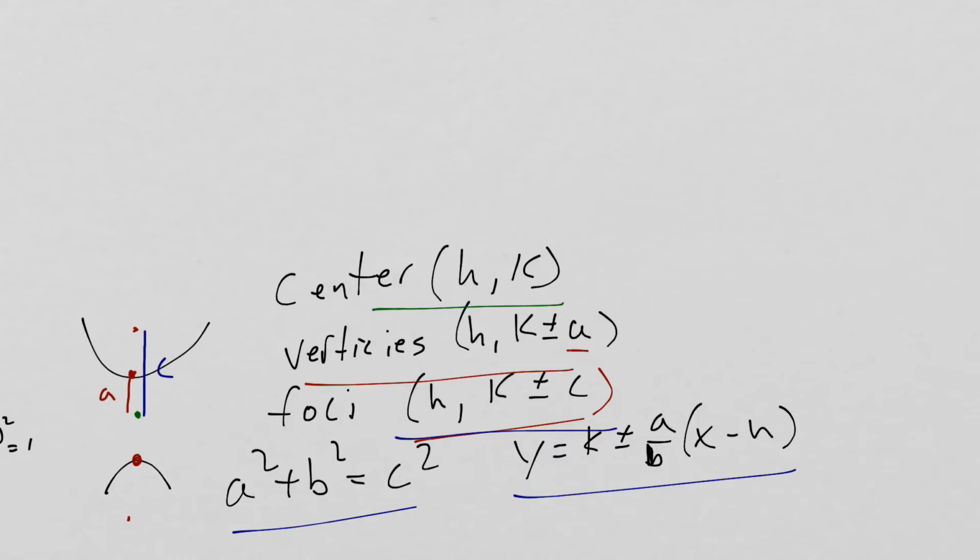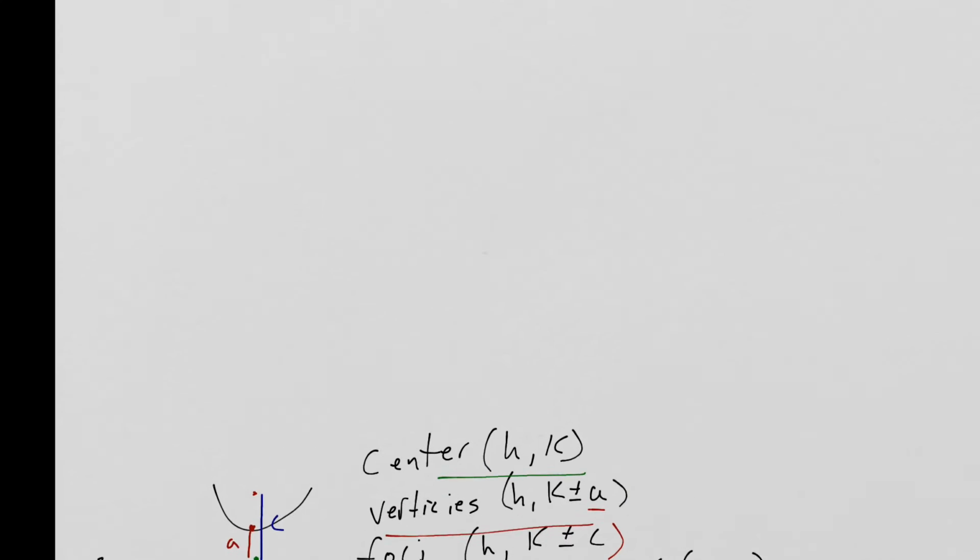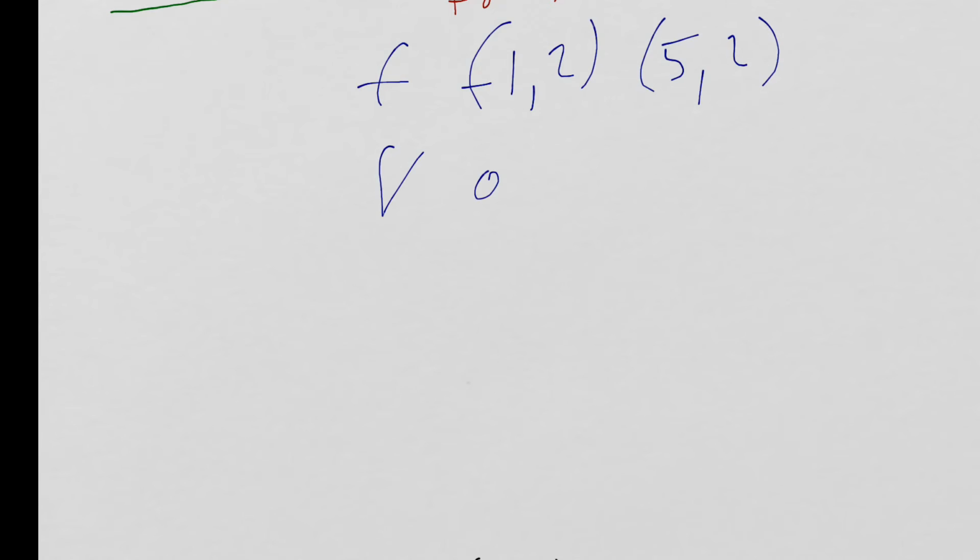All right. So example number 1. We're given the foci are (-1, 2) and (5, 2). So these are the foci. The vertices are (0, 2) and (4, 2). Okay, so those are where the vertices are.